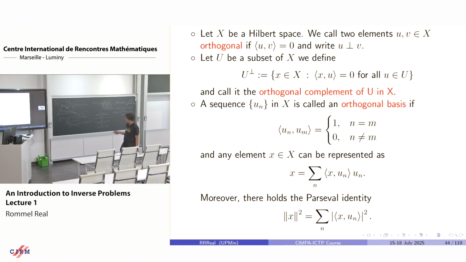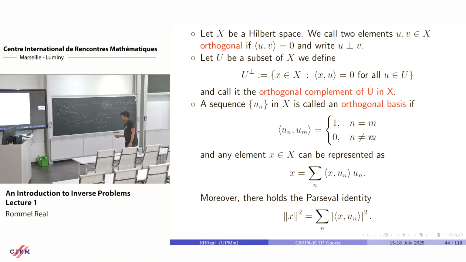More importantly, we'll also consider orthogonality. We call two elements u and v orthogonal if their inner product is equal to 0. We denote by U perp the orthogonal complement of U in X, that means all the points in X orthogonal to every element in U. Also, we consider a sequence u sub n in X to be an orthogonal basis if, first, the vectors are orthogonal. That means the pairwise inner product is 1 if we're taking the inner product of a vector with itself. Otherwise, the inner product of one element in the basis with another must be 0.